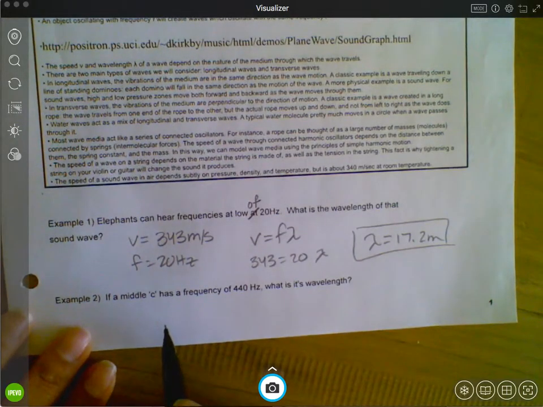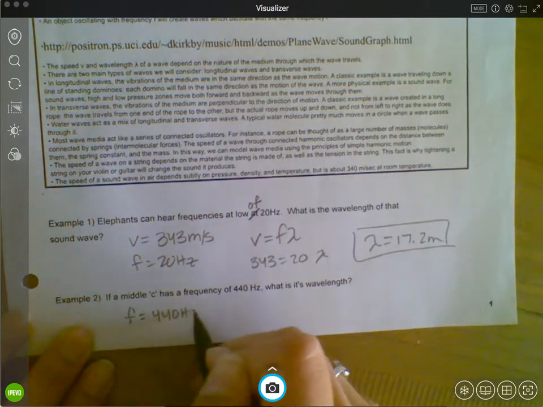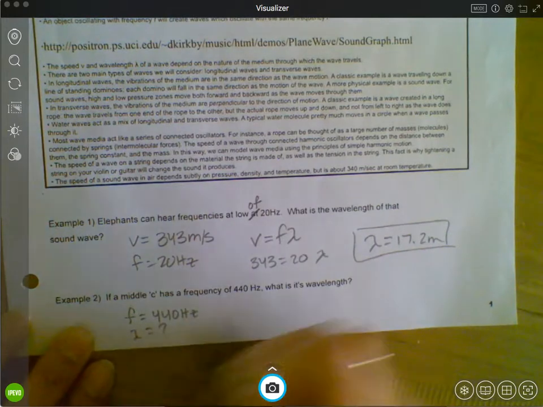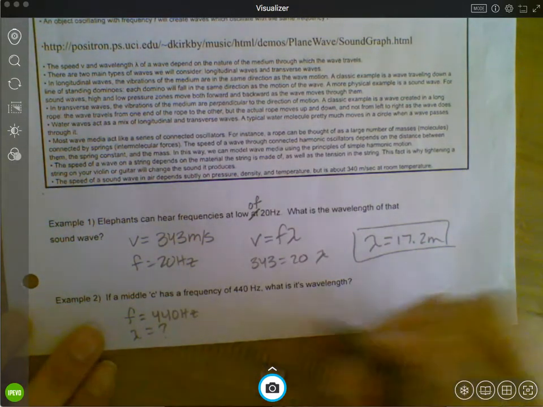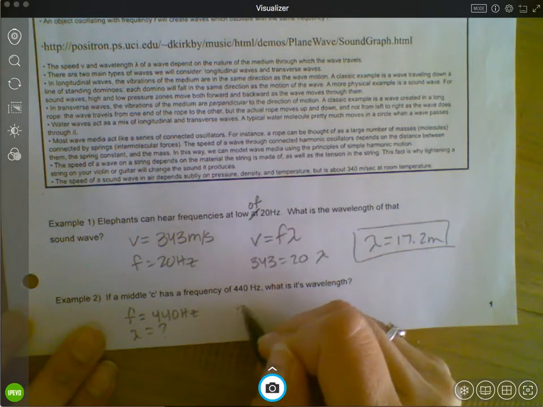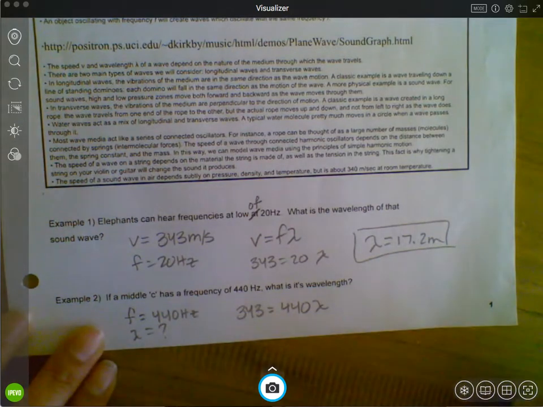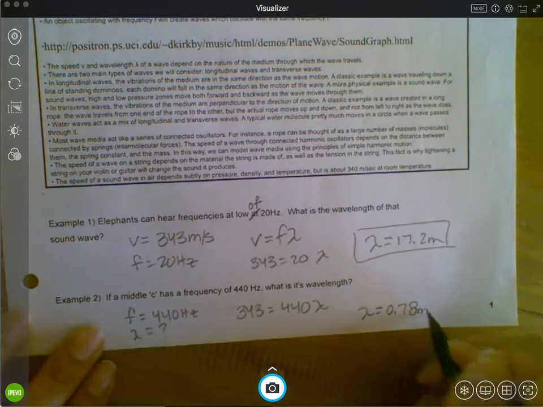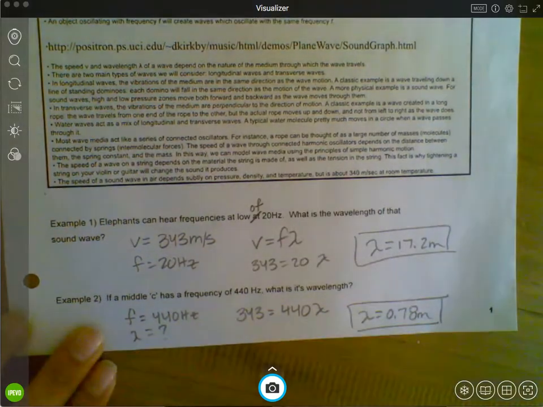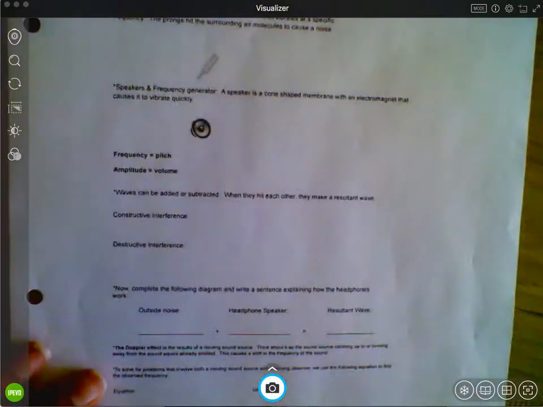Second example: if middle C has a frequency of 440 hertz, what is the wavelength? Same idea. We'll assume that it's at room temperature in air, unless they tell us otherwise. So we'll assume 343 equals 440 times the wavelength, and if we solve for wavelength, you get 0.78 meters. Okay, so that's what we did last time. All right, let's flip to the next page. This will be the new stuff here.